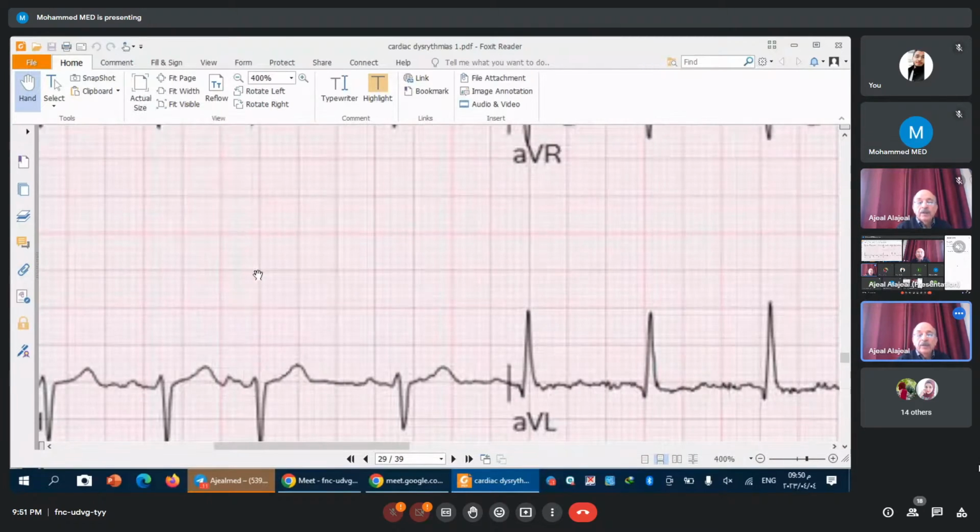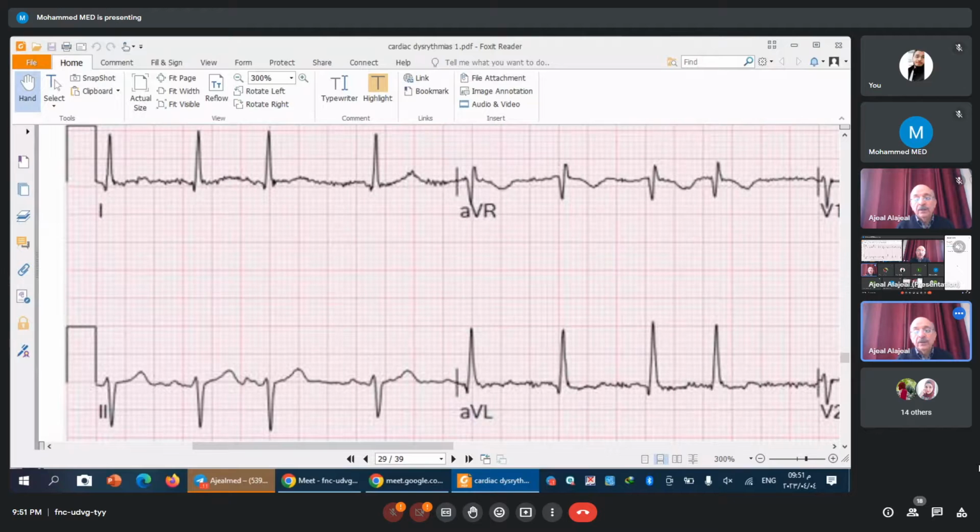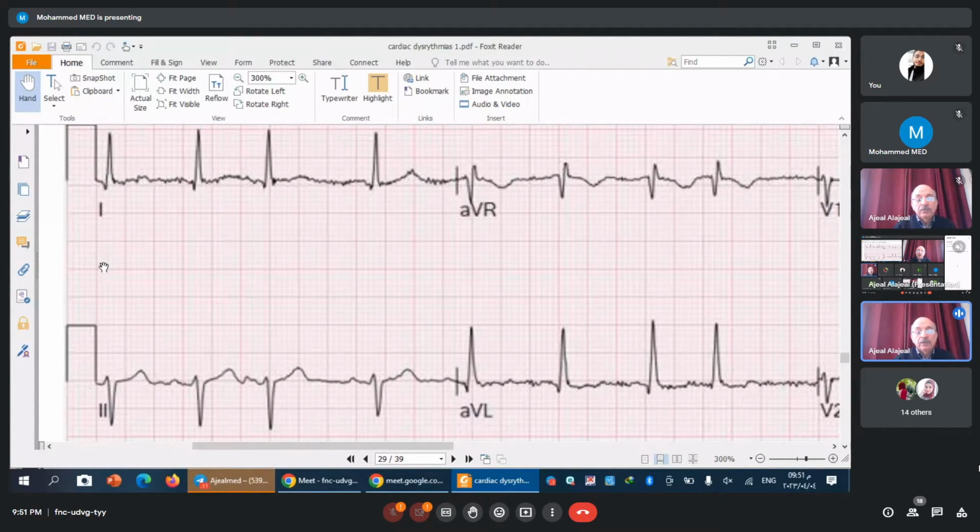Okay, that's why the heart will be totally irregular, but there is always a P wave before each QRS. You can see here the P waves. This is wandering atrial pacemaker. As I said, it is the second commonest cause of irregularity in the heart. Next slide, please.